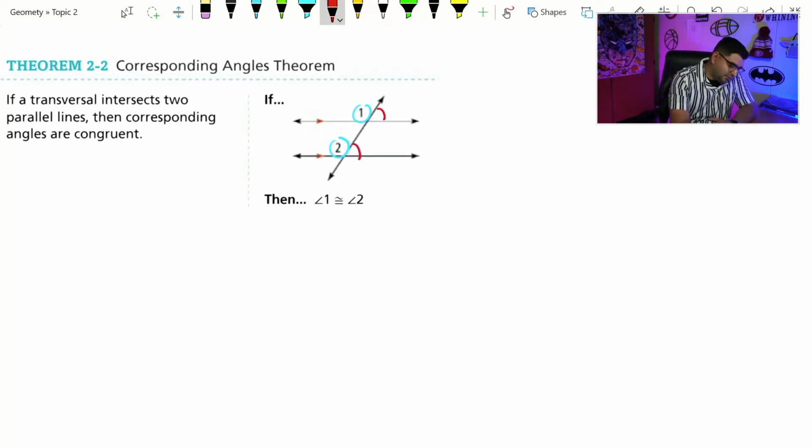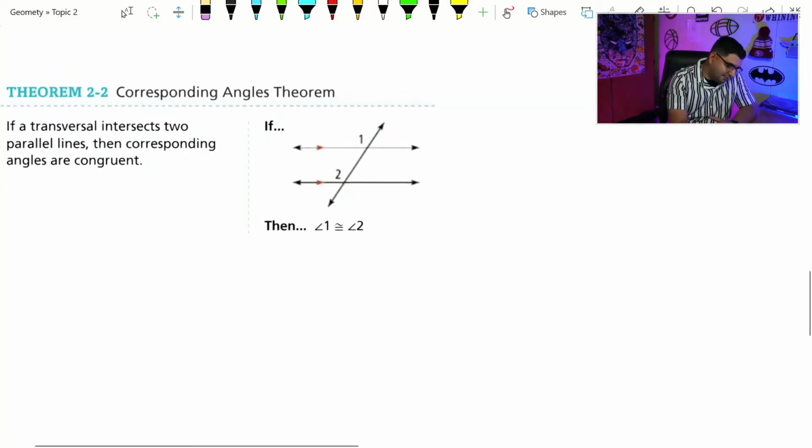These two angles would be corresponding. These two angles would be corresponding. And these two angles would be corresponding. The Corresponding Angles Theorem states that these two angles are congruent, meaning that they have the exact same angle measurement. So, how do I use something like this?